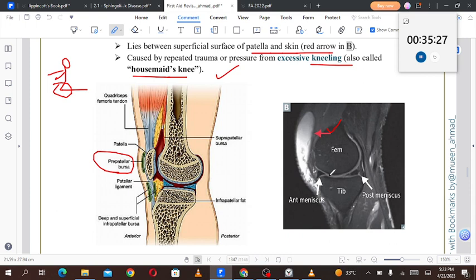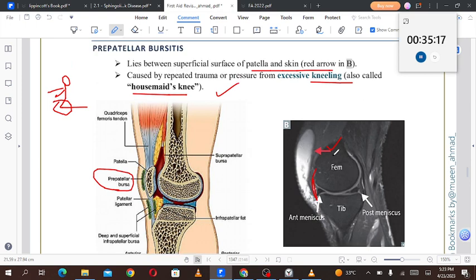This is the femur, this is the tibia. Here we have the anterior soft tissue and the prepatellar bursa. The patella will be somewhere here, and this thing is called the prepatellar bursa, and it is inflamed. That is why it is radiopaque, and we can see the white fluid in it because of the inflammatory fluid accumulation. That is called prepatellar bursitis.